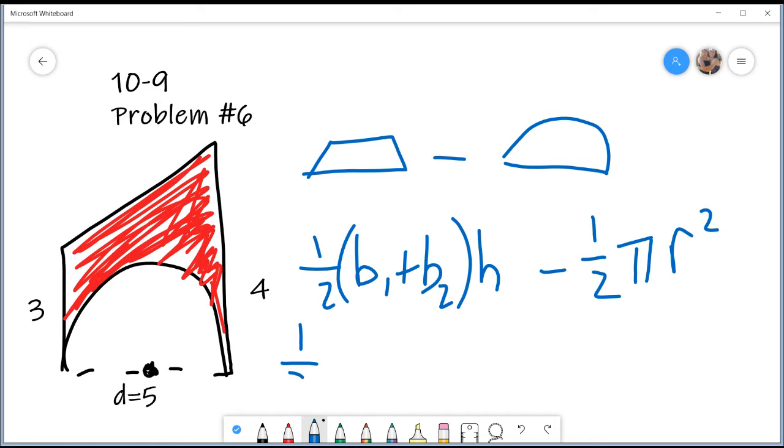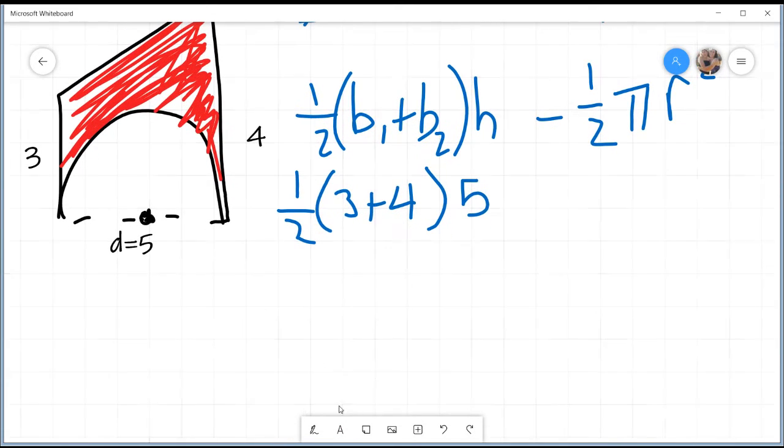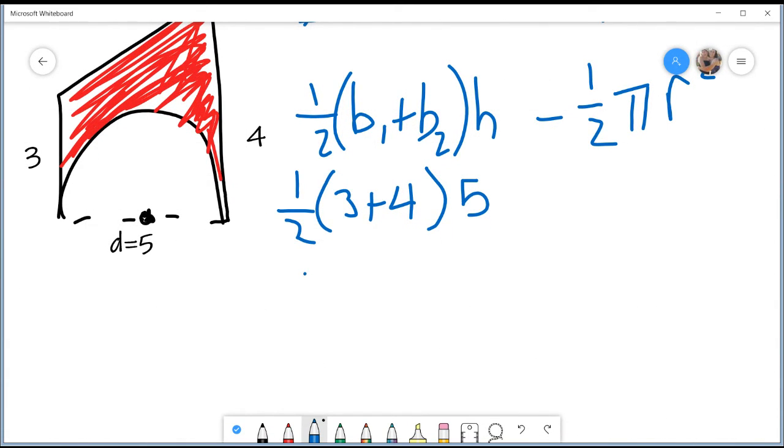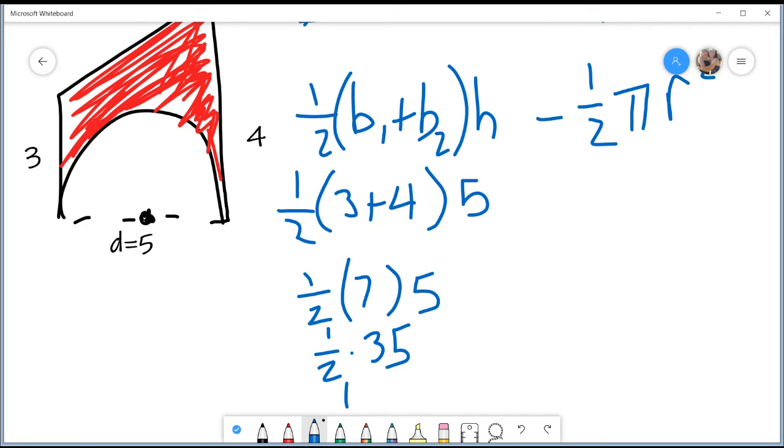So we're going to put the 3 and the 4 here. And that means that 5 is the height. 5 is the height because it's the distance between the bases. So let's keep going with that. We have 1/2 of 7 times 5, or 1/2 of 35, and that's 17.5.